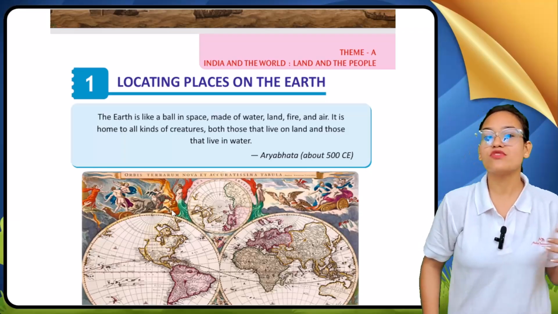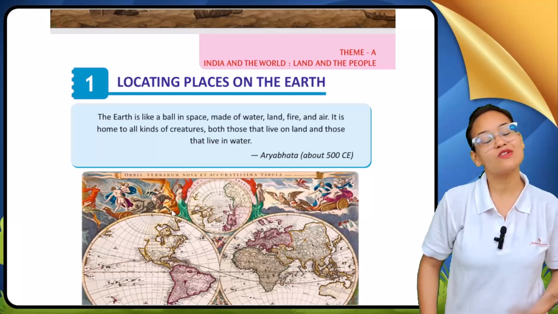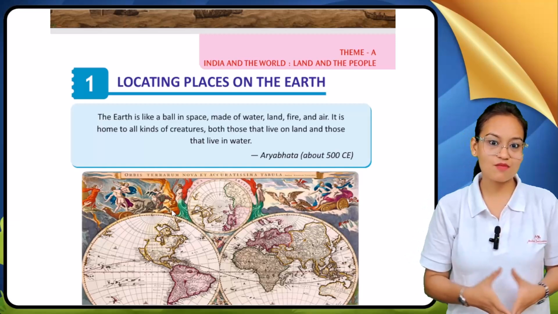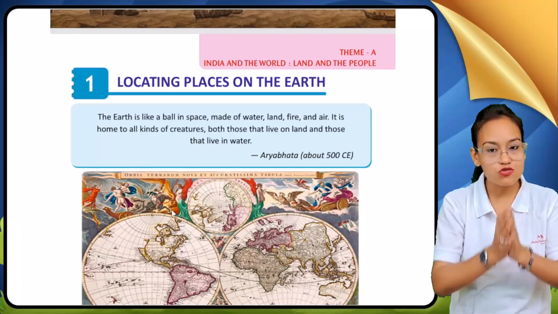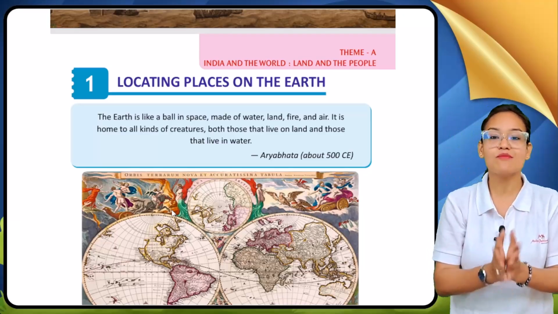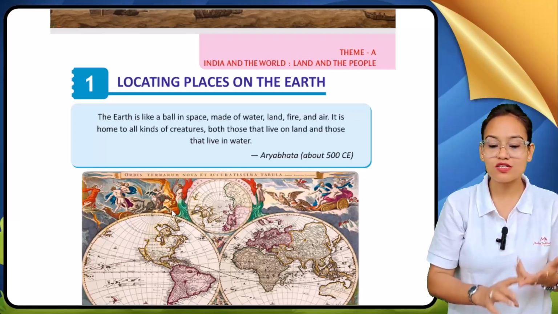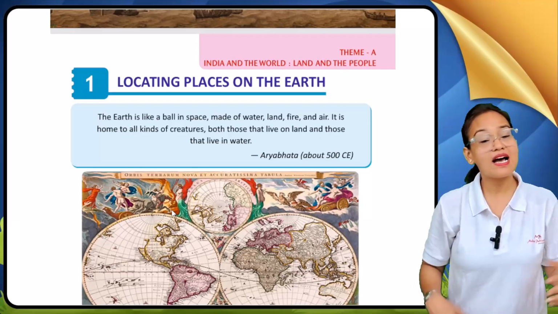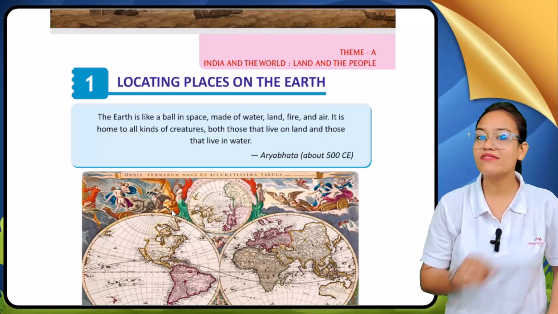So in the words of Aryabhat, who was Aryabhat? A famous mathematician of our ancient India. In his words, our earth is a ball. The structure of our earth is just like a ball, and that ball is made up of fire, water, land and air. And this ball named earth is also the home for all the living creatures.